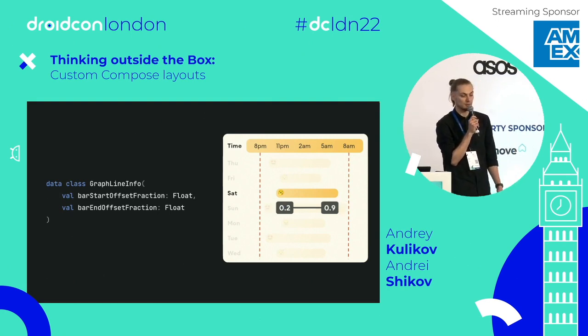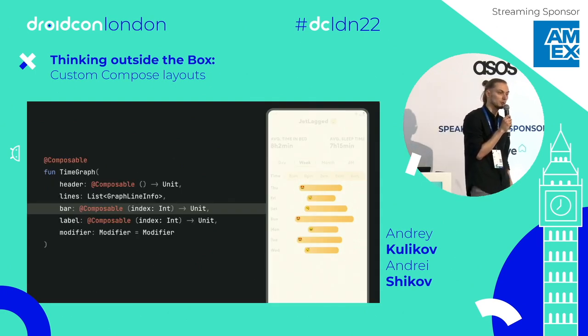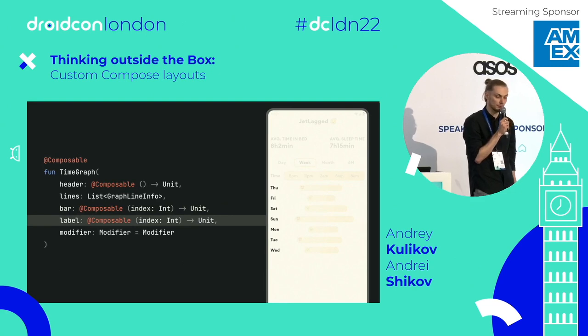So for example, for this bar, you can see it probably starts somewhere near 0.2 and ends near 0.9. With that, we continue to our API, and we have a slot for bars. Here we have a slot which accepts an index. So inside you have to put content for only one bar. And the same goes for labels.